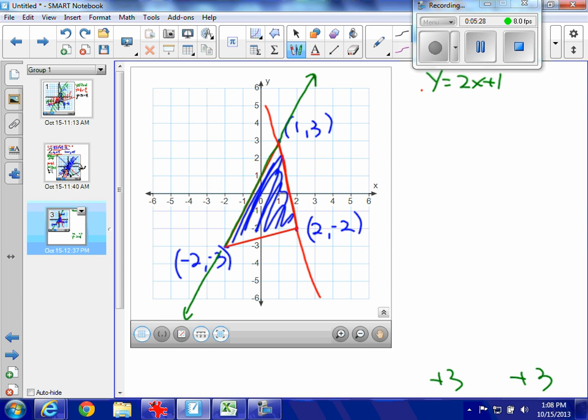And notice, since all these lines are solid, they're not dashed, right? Well, we'll get to that in a minute.